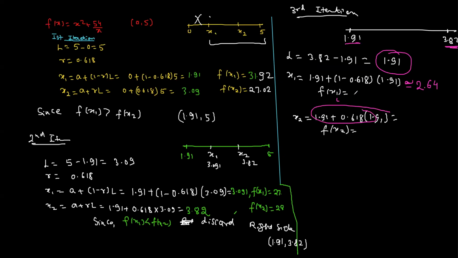Now I am solving this part. Find the value of f at x1. Every time L will change, in each iteration. 3.09. Okay. 3.09. Okay. 2.64. 27. Right?